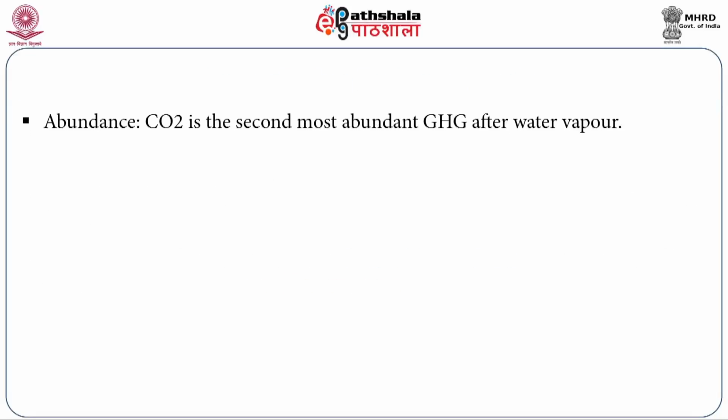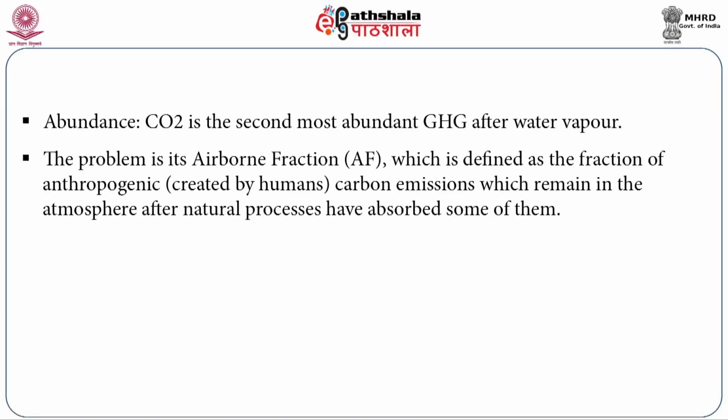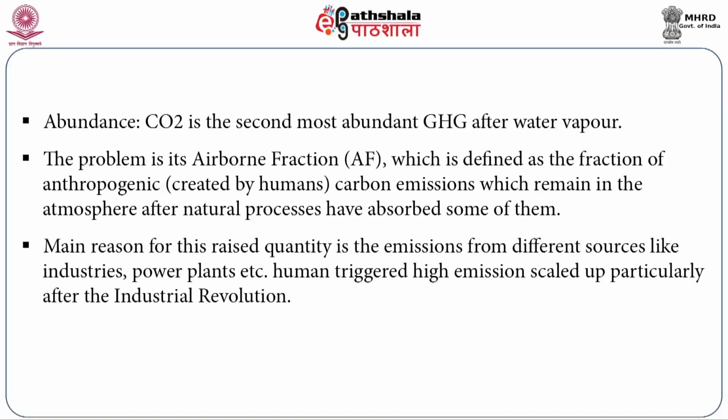So what do we mean by abundance of CO2? CO2 is the second most abundant greenhouse gas after water vapor. The problem is its airborne fraction, which is defined as the fraction of anthropogenic, that is human-created, carbon emissions which remain in the atmosphere after natural processes have absorbed some of them. The main reason for this raised quantity is the emission from different sources like industries, power plants, etc. These are human-triggered high emissions scaled up particularly after the Industrial Revolution.